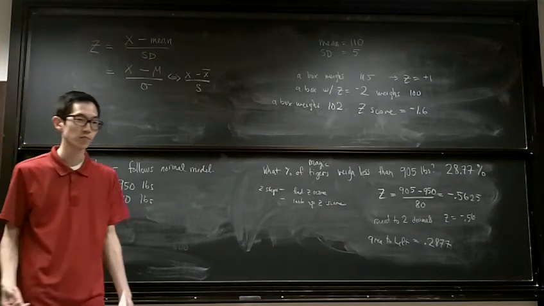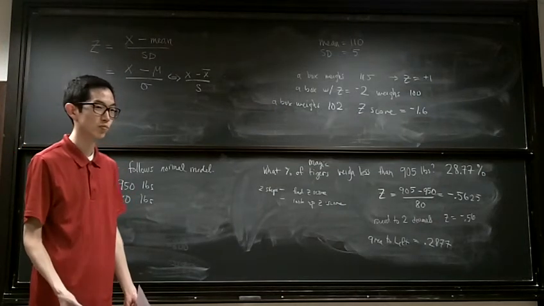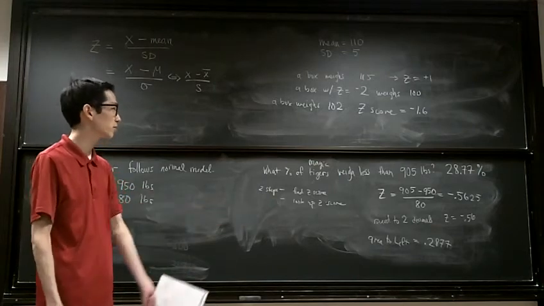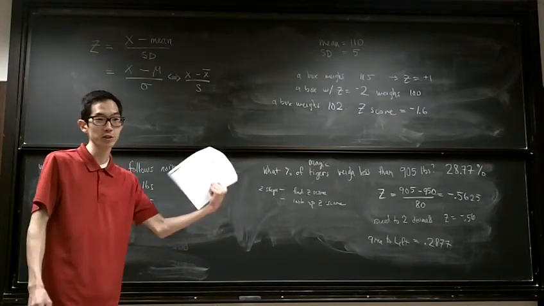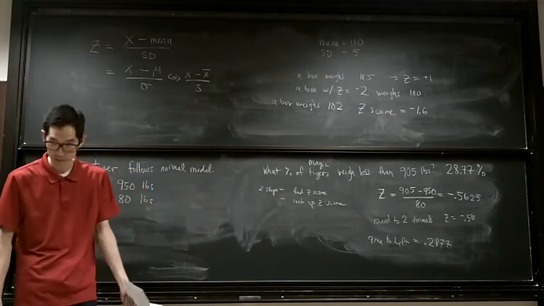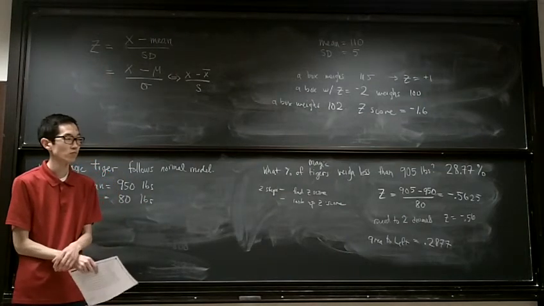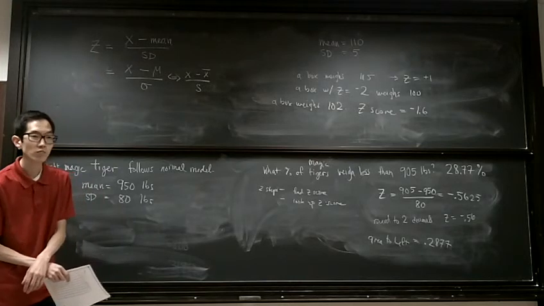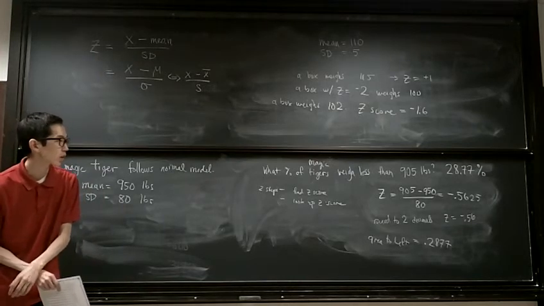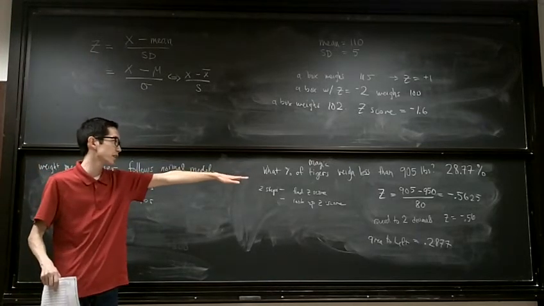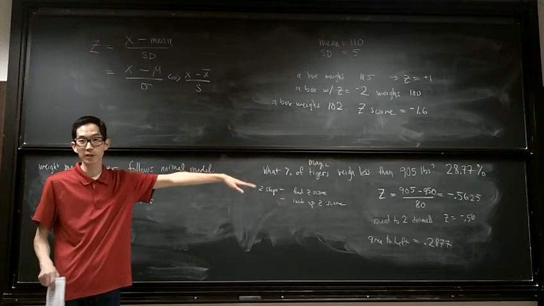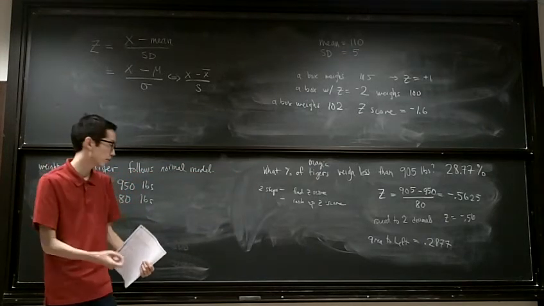Would you do the same if your example weight was higher than the mean? Exactly. You would do the exact same thing, except you just look on the positive side of the table. But if I said, what's the percentage of tigers that weigh more than 905 pounds, then we would have to do something different.